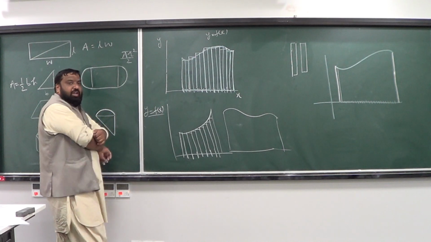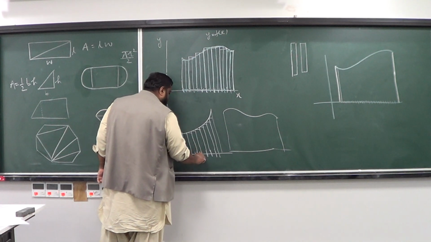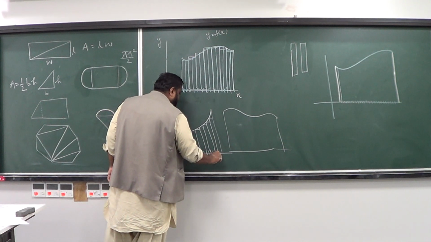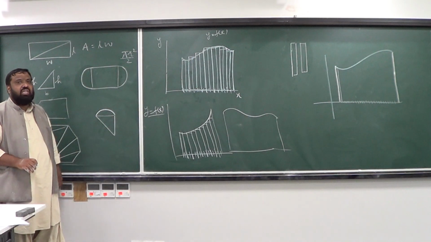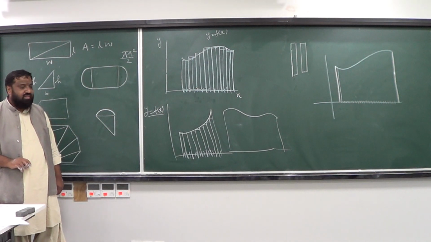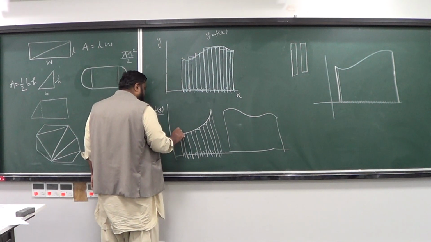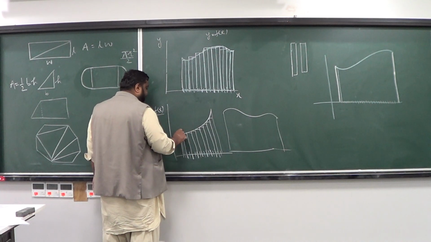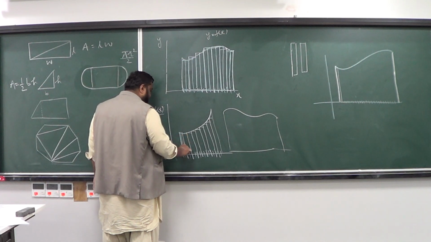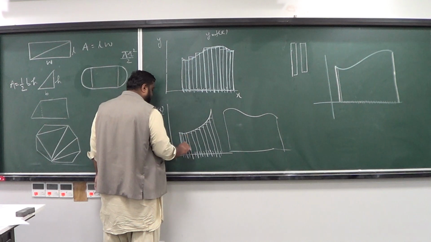Let's play the same game. We will formalize it later and write the mathematics later. The first thing is to really make sense of the idea. So now take the left end point of this small interval and make a rectangle. Take the left end point and make a rectangle.